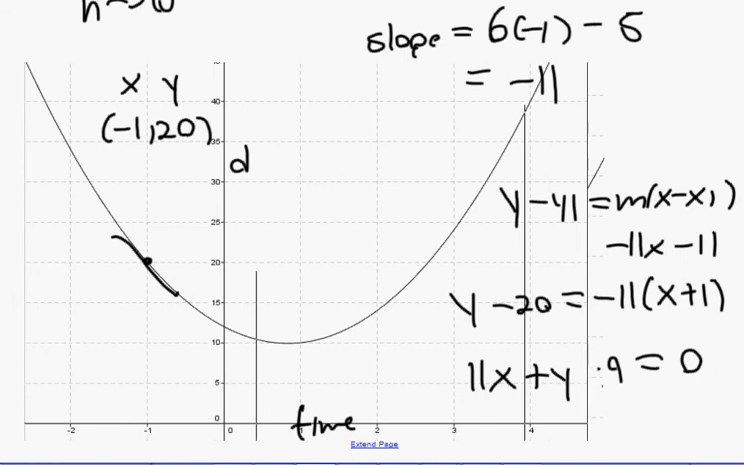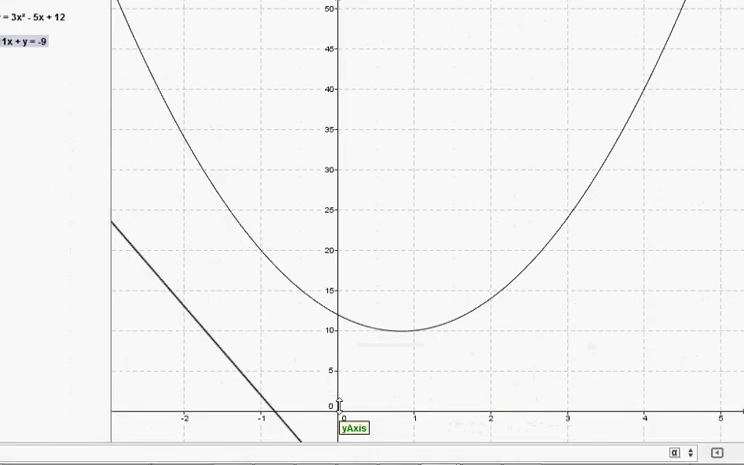Now, what I'm expecting to happen is, I'm expecting to get a perfect tangent at the point 1, 20. Let's try this again. What is it? 11x plus y minus 9 equals 0. And look, there's your perfect tangent at that point there. The first derivative will get you the slope of the tangent at any point you want. Therefore, you can find the rate of change. And that's how differentiation works.